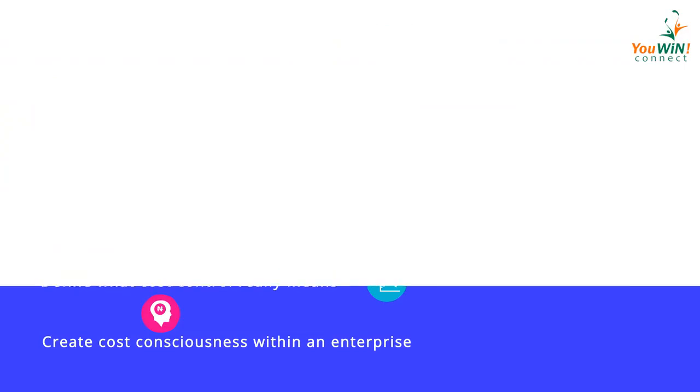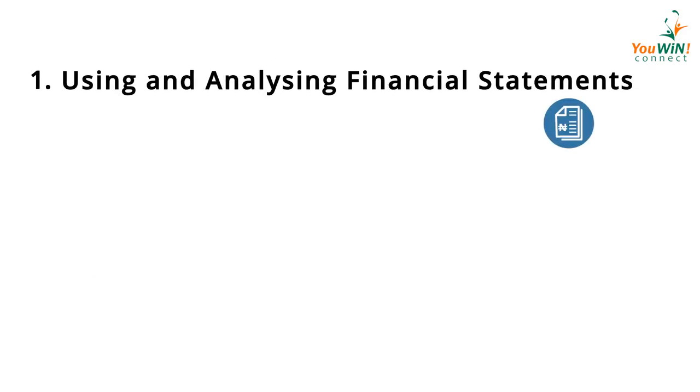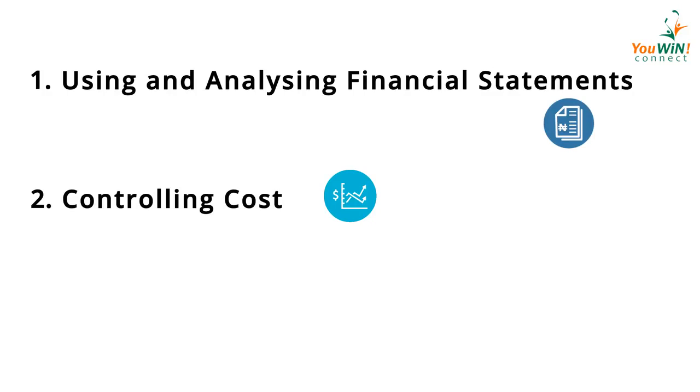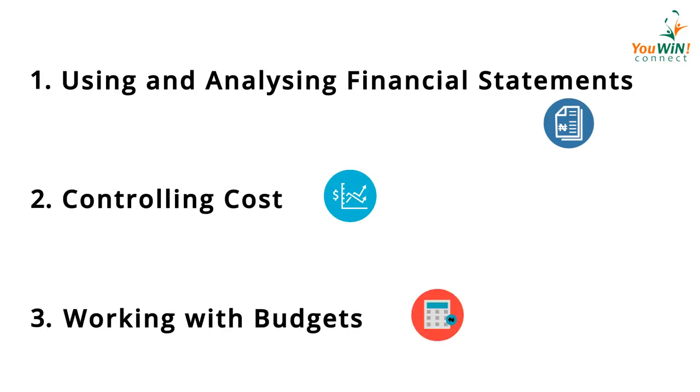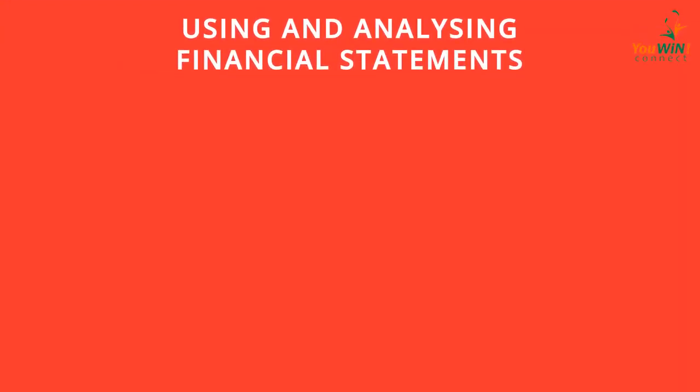enterprise. This module is broken down into 3 major sections: using and analyzing financial statements, section 1; controlling costs, section 2; working with budgets, section 3. Using and analyzing financial statements, section 1. This section is broken down into sub-sessions.